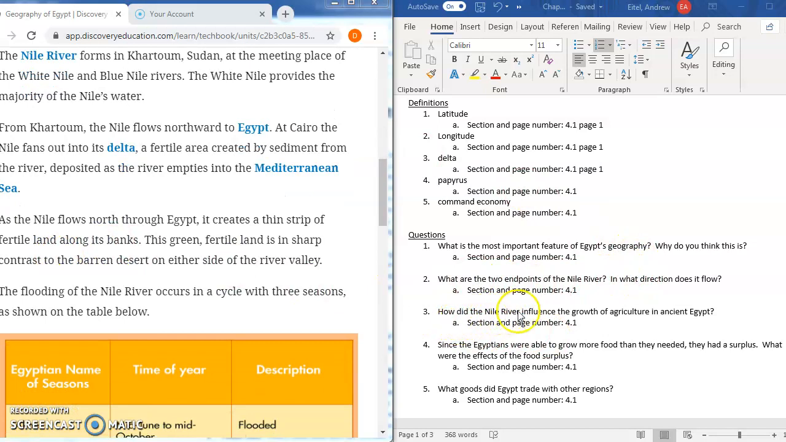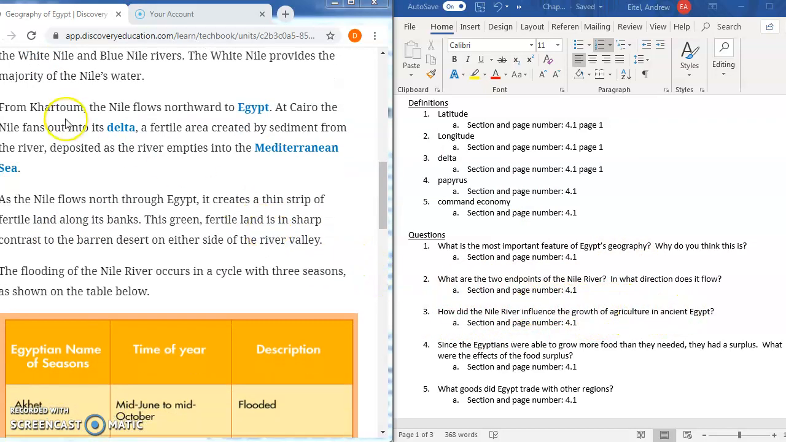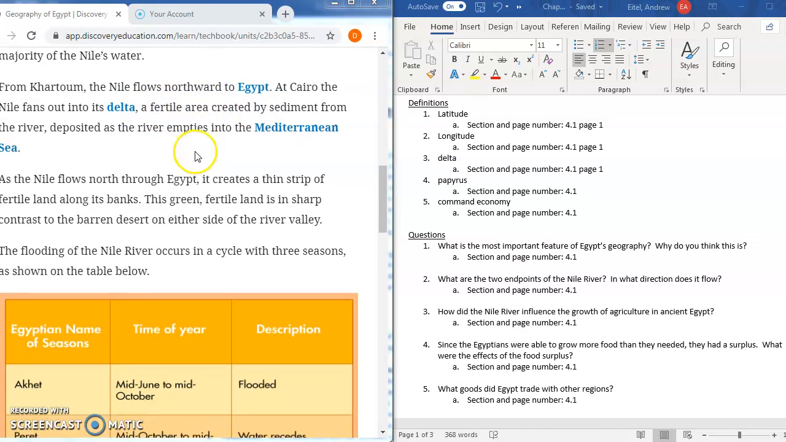Now we're looking for how did the Nile River influence the growth of agriculture in ancient Egypt? Well, they start to talk about that already because it fans out into a fertile area. You know that fertile areas help with farming. As the Nile flows north through Egypt, it creates a thin strip of fertile land along its banks. This green, fertile land is in sharp contrast to the barren desert on either side of the river valley. The flooding of the Nile River occurs in a cycle with 3 seasons, as shown on the table below.